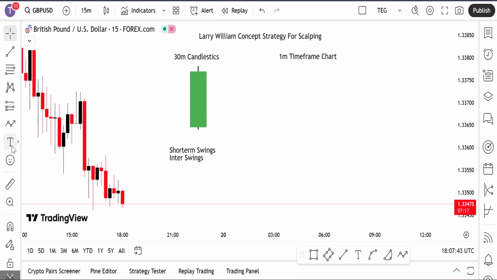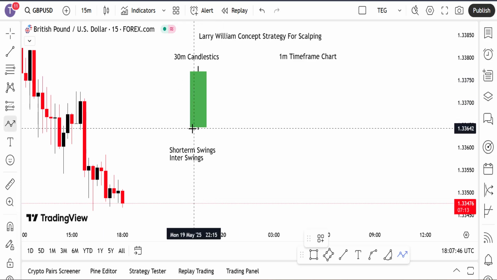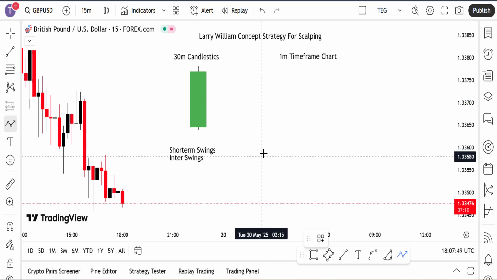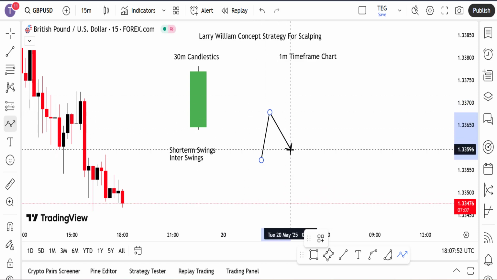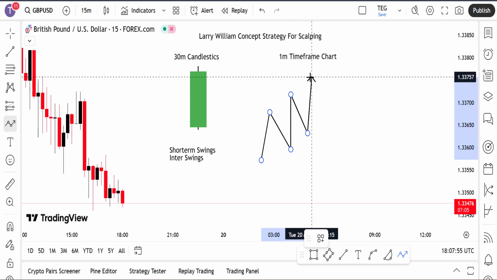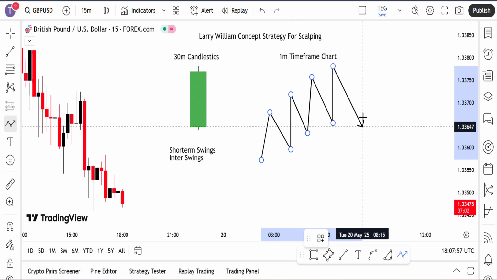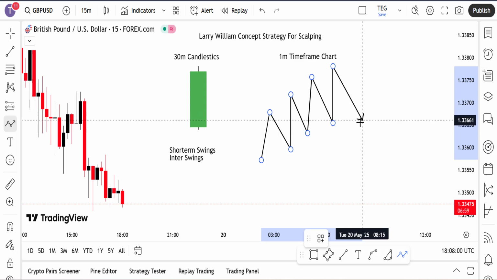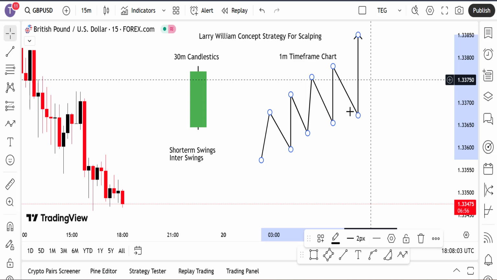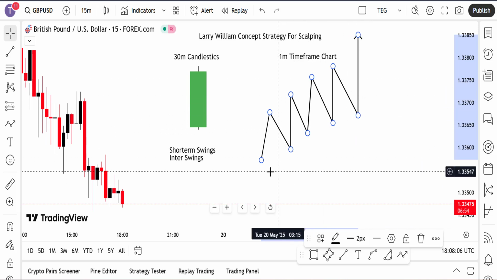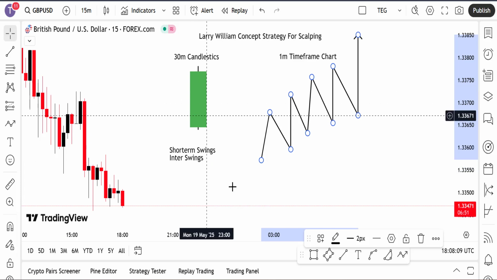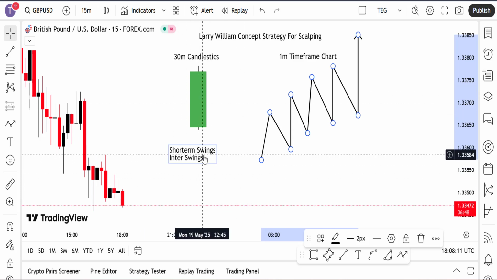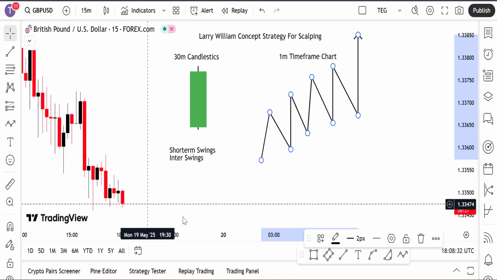Let me just give you an instance. Imagine this candlestick is bullish, so you are looking for a way to buy in the market. Price will be creating short-term swings on the 1 minute time frame. So as price is creating short-term swings on the 1 minute time frame, these are going to be the bullish short-term swings. Like you all got to notice, on the Larian concept we have the intermittent swings and the short-term swings. These intermittent swings help us to enter on the dip in the trend so that we can target our previous swing high. So you understand what I'm saying.